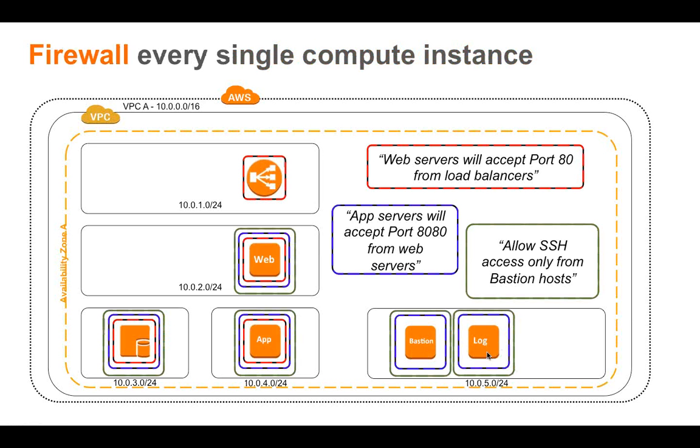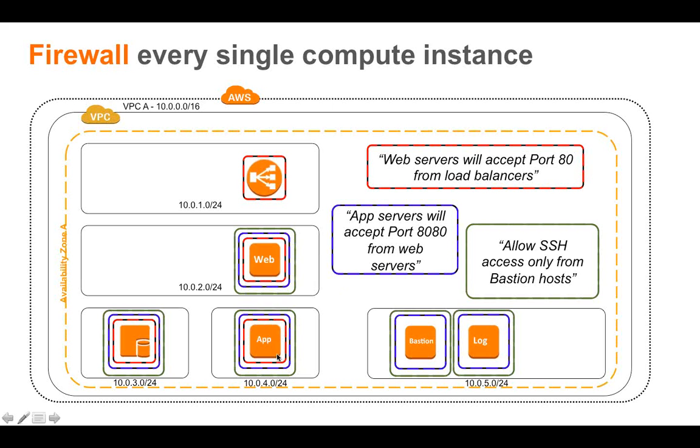Now, what is the point of all this? The first point is that you will be able to firewall every single compute instance. So here we have a couple of examples of firewall rules that could be handy in this kind of multi-tier application scenario. For example, the red color here could signify that the web servers will only accept port 80 coming from load balancers, not anything else. So we lock down the web servers and only whitelist the traffic that we need to allow into the web servers, and we block everything else.